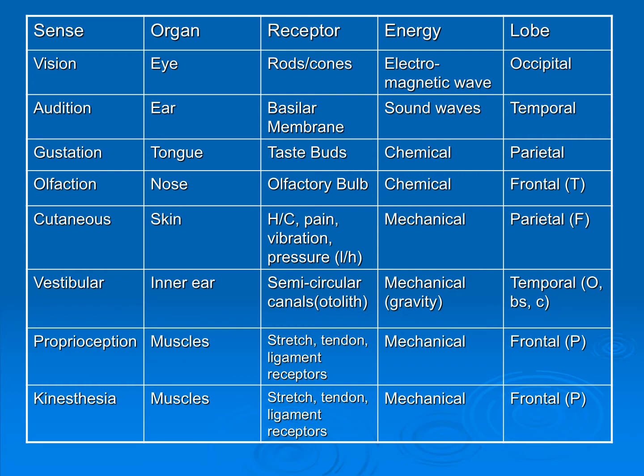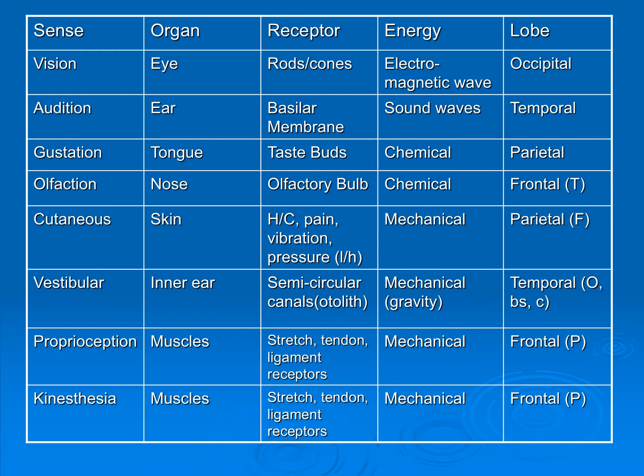Gustation is the sense of taste, and of course, the organ is the tongue. There are about 10,000 taste buds on the human tongue, and they respond to at least 4, probably 5 different tastes, including salt, sweet, bitter, sour, and the 5th taste, umami, or a savory taste. They convert chemical energy. The sense of taste goes to the parietal lobe. If you remember the somatosensory homunculus, there was an area in there for the tongue, and that's where it ends up.